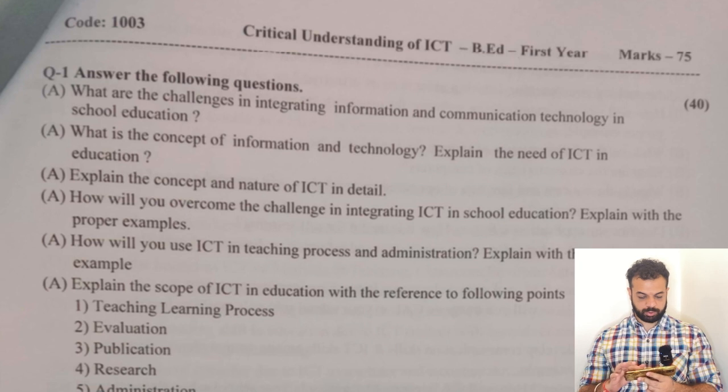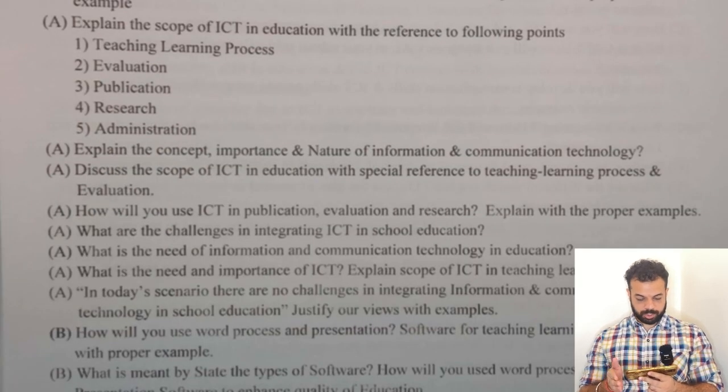Let us just go to the next question now, which is explain the concept, importance, and nature of information and communication technology. Next is discuss the scope of ICT in education with special reference of teaching learning process and evaluation. Next is how will you use ICT in publication, evaluation, and research. Next is explain it with proper examples.